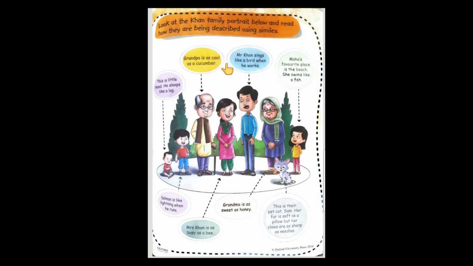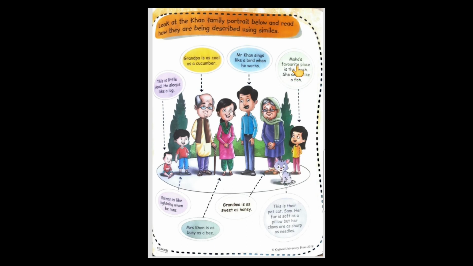And then next is Mr. Khan sings like a bird when he works. Like sings like a bird, he sings sweetly, and whenever he is busy he starts singing like a bird. And then next is grandma is as sweet as honey. As you know all that honey is very sweet and it is good for each one, for everyone, for each one of us. So they are saying that she is so cute, so calm, so kind to everyone, and she doesn't harm anybody. All right.